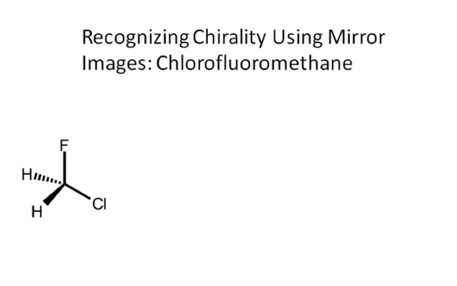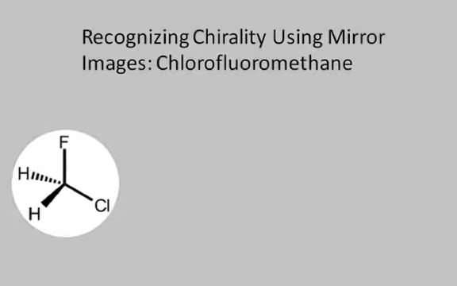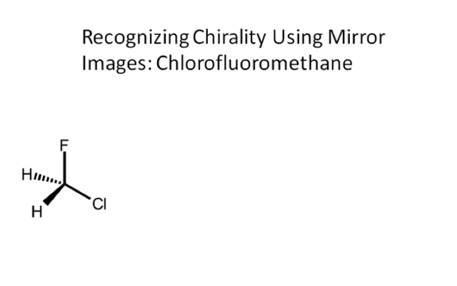Let's first take a look at chlorofluoromethane. If we look at the center carbon, we could see that it's connected to one fluorine atom, one chlorine atom, and 2 hydrogen atoms. Since it's connected to 2 hydrogen atoms, it is not connected to 4 different substituents, and this is not a stereocenter. Thus, before I perform any test, I know that this molecule is achiral.